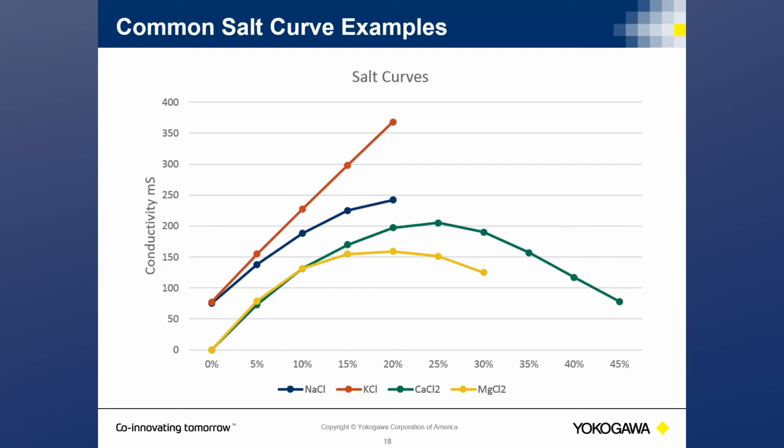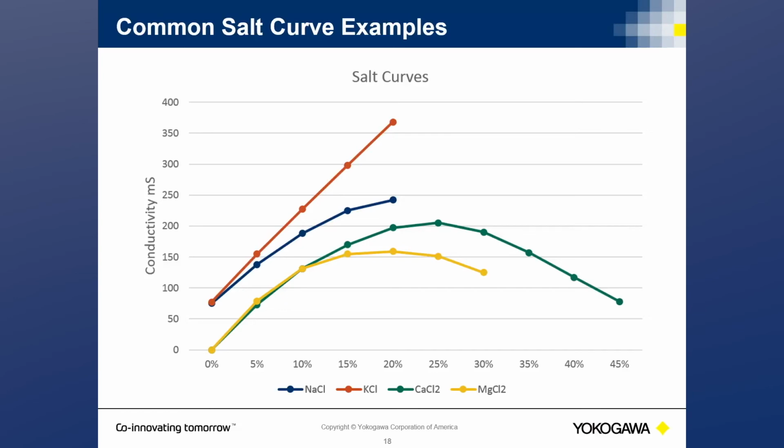Some curves, however, have what we call a peak conductivity value before their saturation point. So look at the calcium chloride curve in the graph or the magnesium chloride curve in the graph. They actually go up, they peak, and then they come down before a solution is fully saturated. So basically what this shows is that conductivity will respond one way up to a point. It won't go any higher, and then as you continue over and you get more saturated, it actually goes back down. It responds negatively in the conductivity reading.